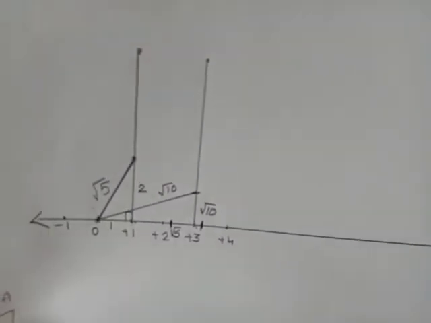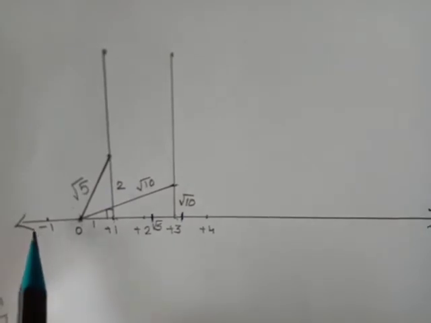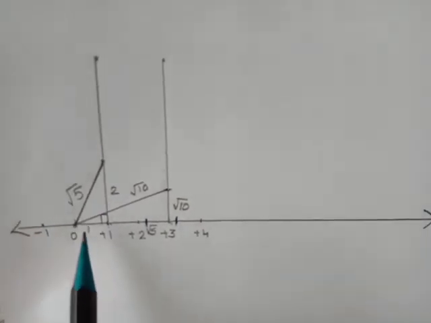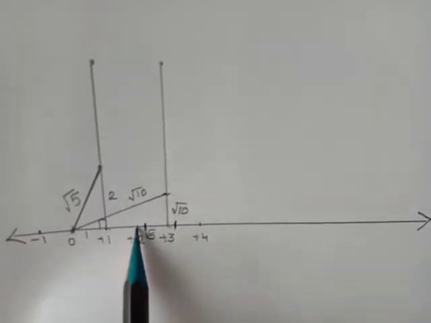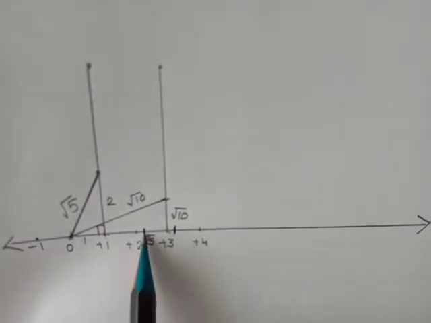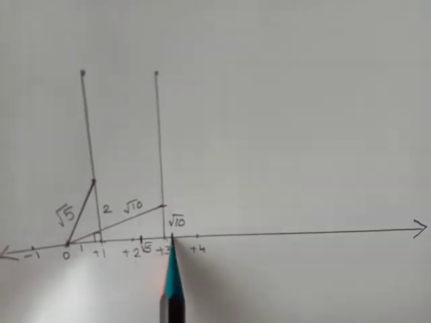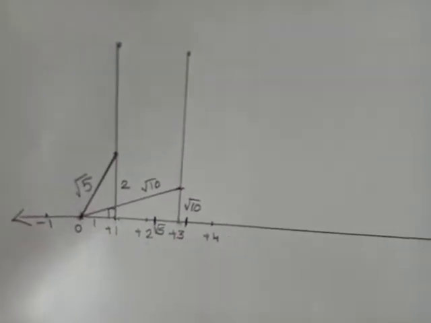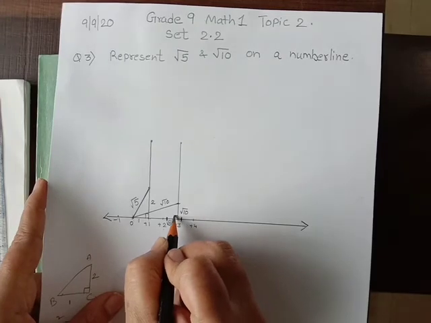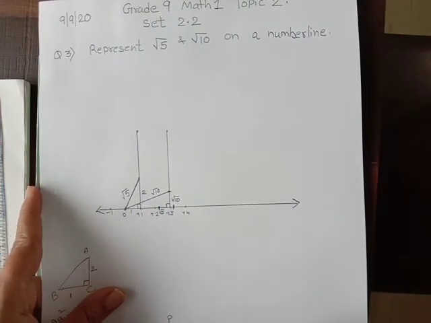Can you all see? Okay, see now I am repeating it again. Just see. This is minus 1, 0, plus 1, plus 2. Root 4 is plus 2, so this is root 5, plus 3 is root 9, and this is root 10. Have you understood everybody? Please mark your 90-degree angle. Then only this will be a right angle triangle. I hope it is clear to you.